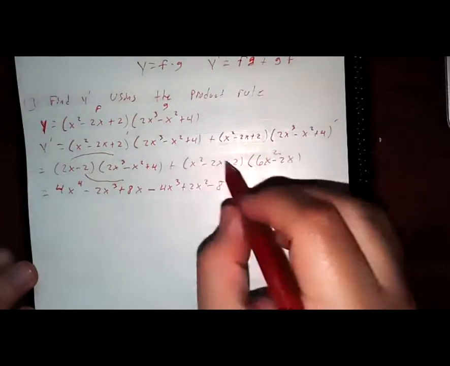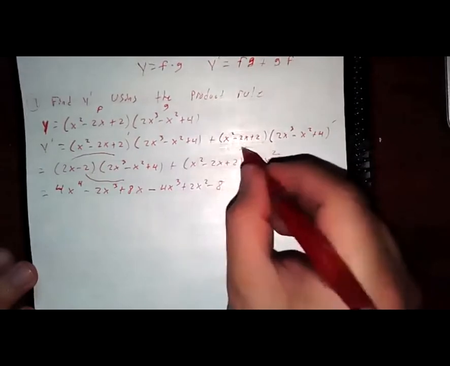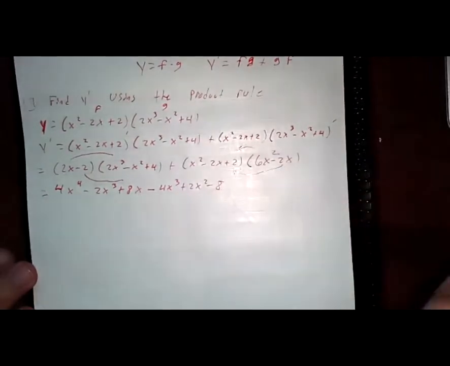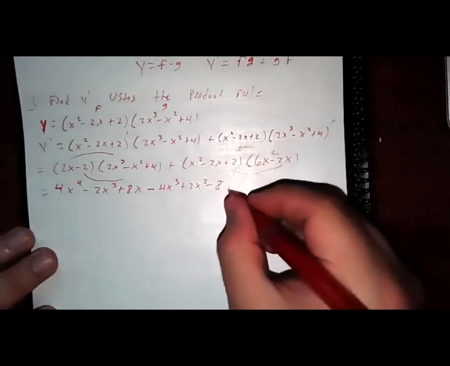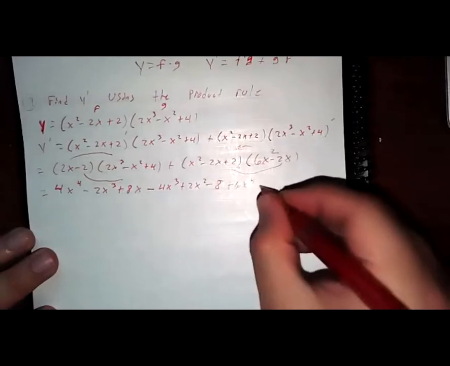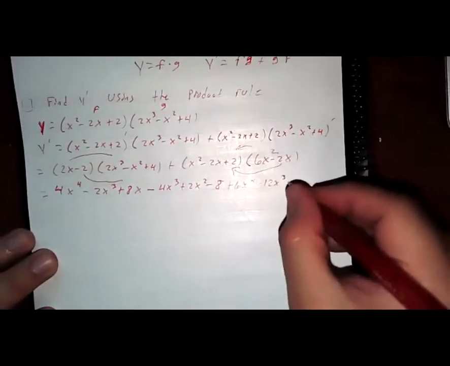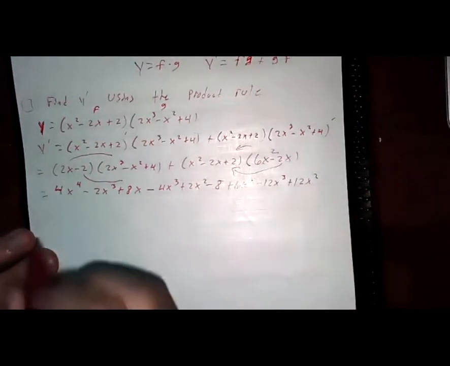Now multiply everything by, or we can do it backwards if you like. This times this one. This times all those. So let's do the 6x squared first. So that'll be 6x to the 4th minus 12x cubed plus 12x squared. Running out of space.